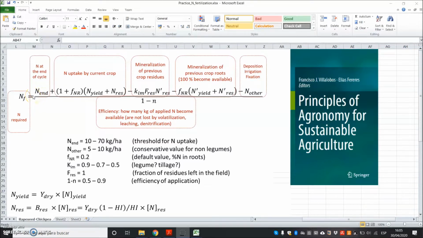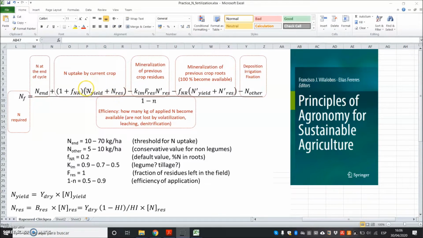Usually we can adopt low values going from 10 to 70 kilograms per hectare, which is assumed to be the threshold for nitrogen uptake by plants or by crops. Then we need to consider the uptake of nitrogen by the crop, and this is calculated from the amount of nitrogen contained in the whole biomass of the crop itself.